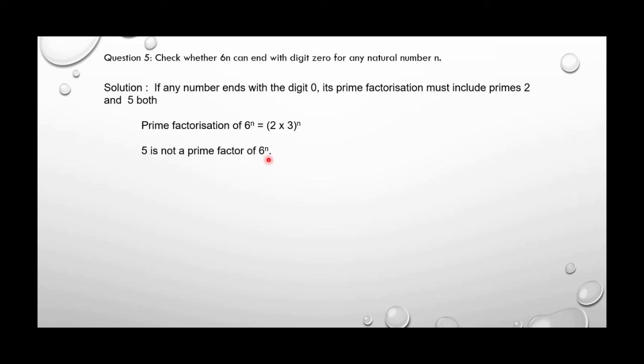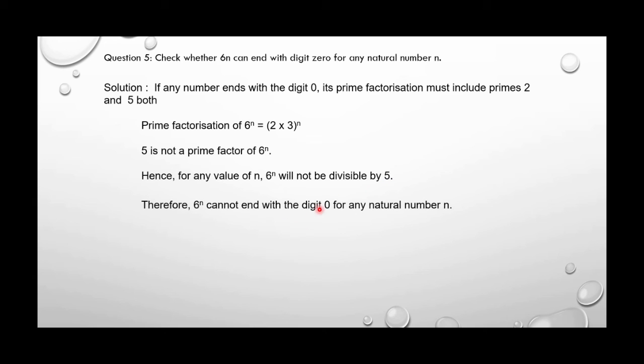So if you take any value for n, that number will not be divisible by 5, and hence for any value of n, 6 to the power n will not be divisible by 5. Therefore 6 to the power n cannot end with the digit 0 for any natural number n.